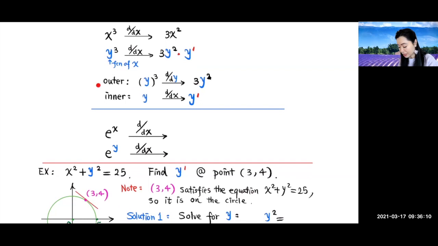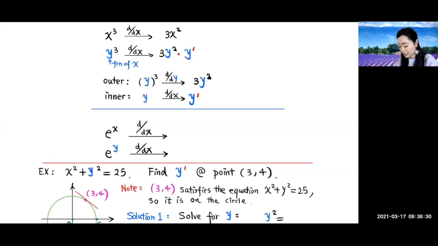So we just got this, right? The derivative of y cubed, when you differentiate this function with respect to x, you get 3y squared. But by the chain rule, we have to multiply by the derivative of this inner function y with respect to x. So you have to multiply by y prime. So I have this extra right here.